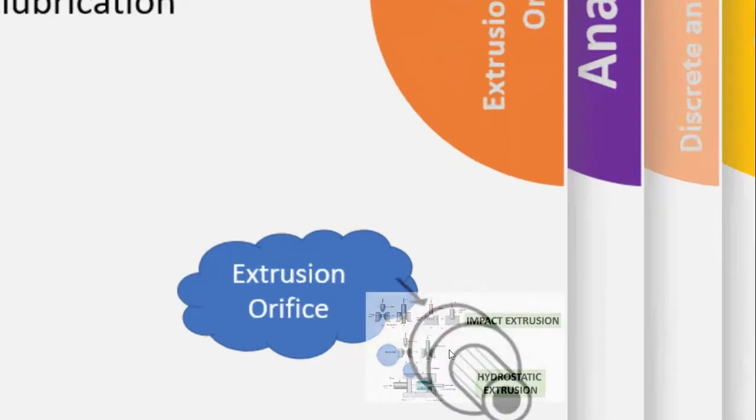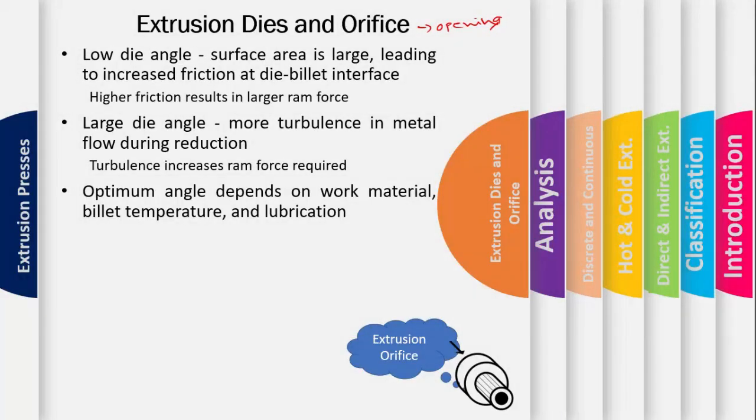And so is the case with the extrusion orifice. What is the orifice? If we look at our basic schematic of the extrusion, we have our die here like this one. This opening is termed as the orifice. The shape of the orifice determines the final shape of the part. Up till now, we have been assuming that it has a circular cross section.